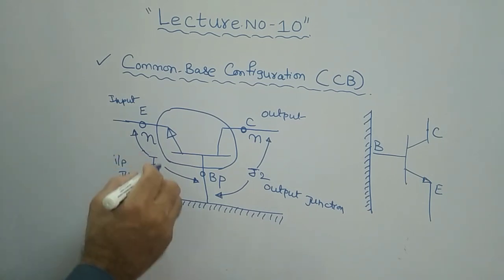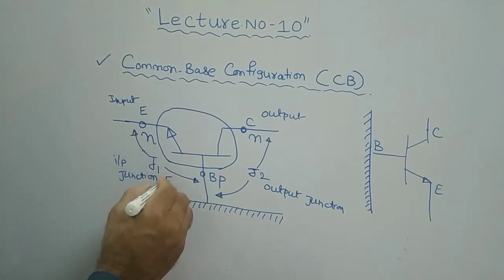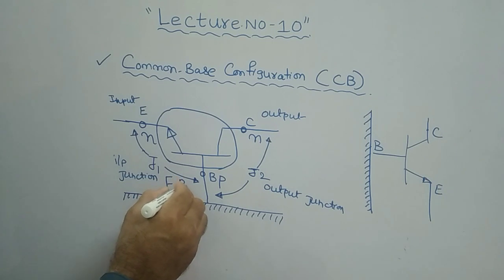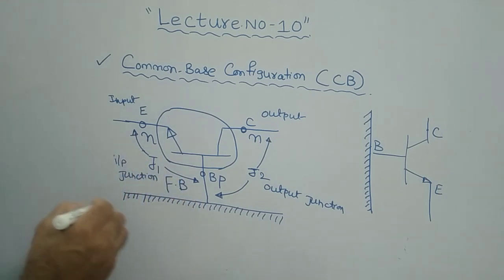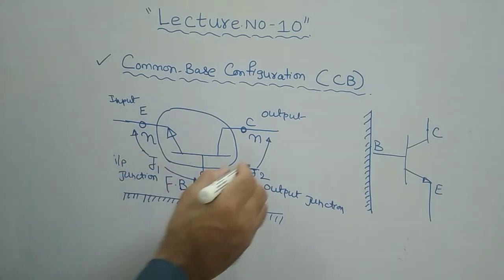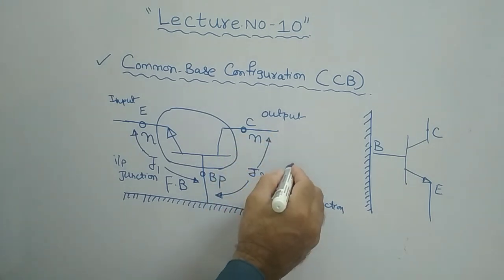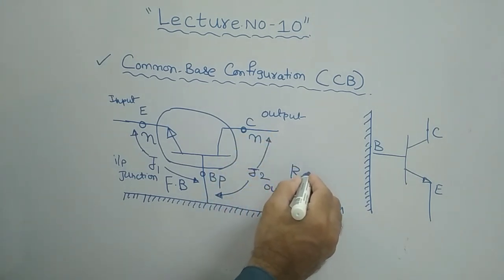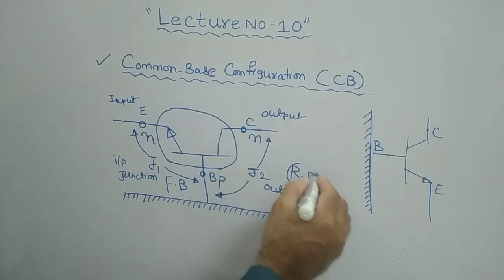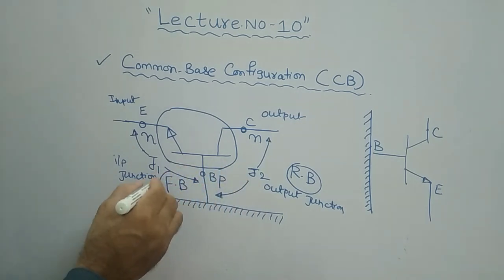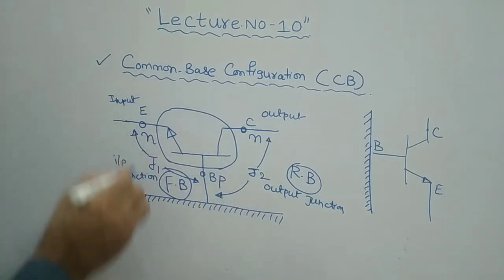Always remember, the input junction must be forward biased. Remember that, very very important. The input junction must be forward biased, whereas your output junction must be reverse biased. Standard point, very very important point to remember. This is reverse biased and input junction must be forward biased.